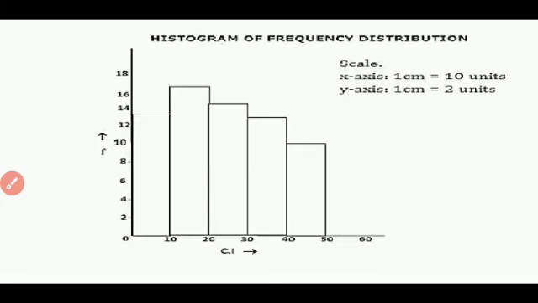In the next class, we will see the different types of histograms: if a discrete frequency distribution is given, how the class intervals have to be made continuous, then if the class widths are not equal, you have to calculate the frequency density. All those we will see in the next class.